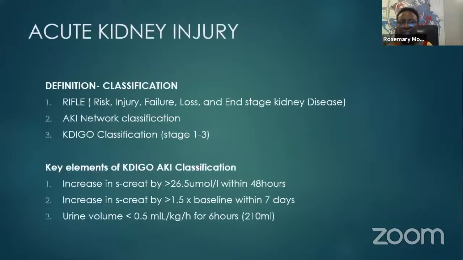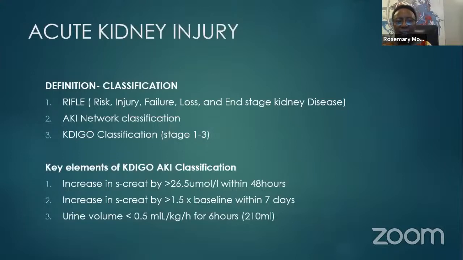Acute kidney injury, the definition: we have 3 classifications that can be used. We've got the RIFLE classification, and basically it tells you about the risk, the injury, failure, loss, and end-stage kidney disease. And I will show you a conceptual framework thereof. And then we've got also the AKI Network classification and the KDIGO classification, which basically mentions 3 stages, and I will not go into that discussion for this presentation.